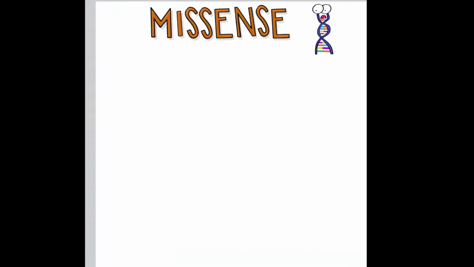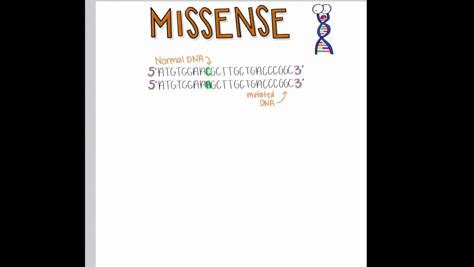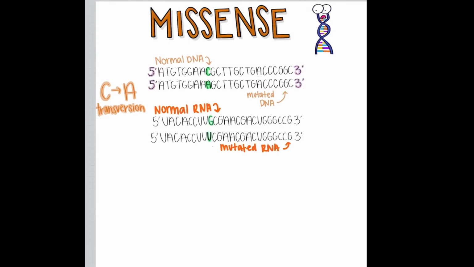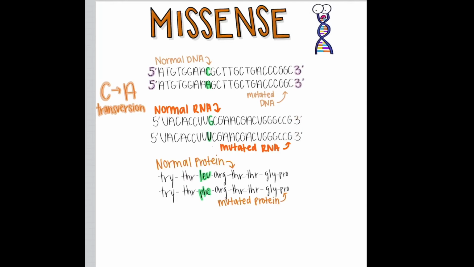We will start with the missense mutation. As we can see, the normal DNA sequence and the mutated DNA sequence below. We can see that the C is changed to an A. This would be a transversion mutation. This mutation then changes the RNA sequence from UUG to UUU. So originally the amino acid codes for LEU, but now codes for PHE. A missense occurs when a mutation alters the coding for one amino acid to another one.